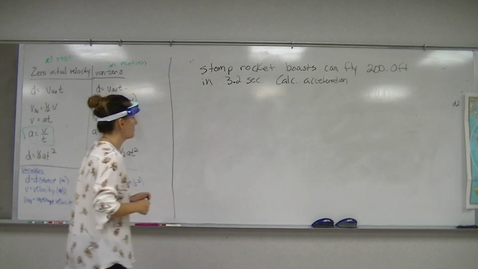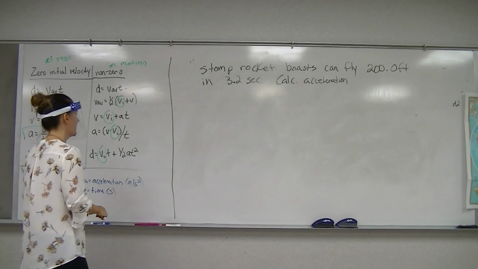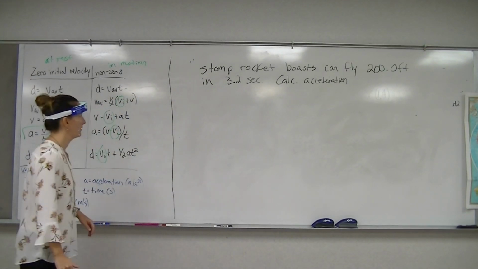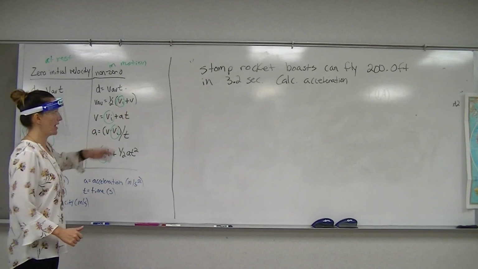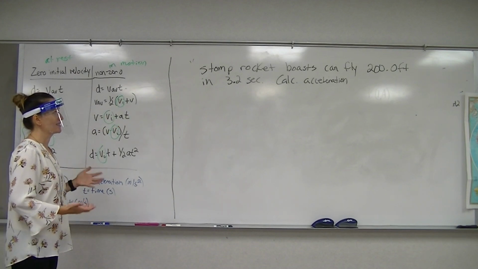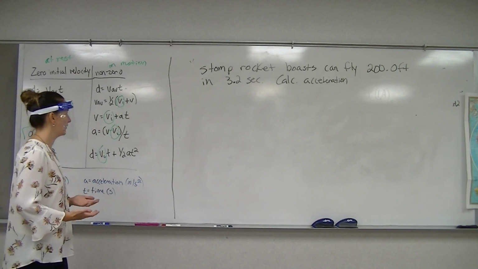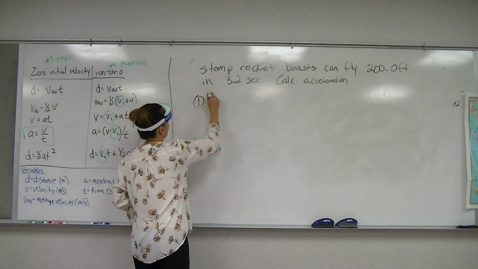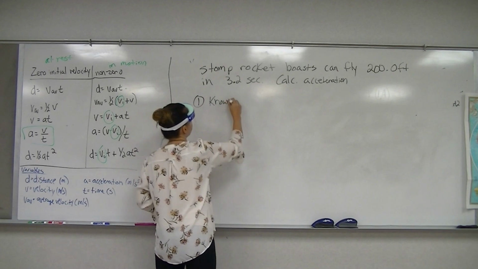Markers. The stomp rocket says it can go 200 feet in 3.2 seconds, so it can shoot that high up. All right, well, let's calculate if it could do that, what's its acceleration? What's its rate of acceleration? All right, so start off just like normal. Knowns and unknowns. See what we have to work with.